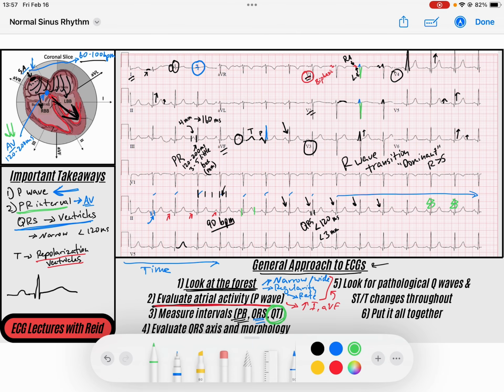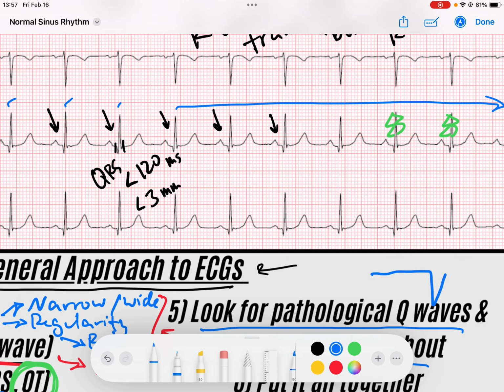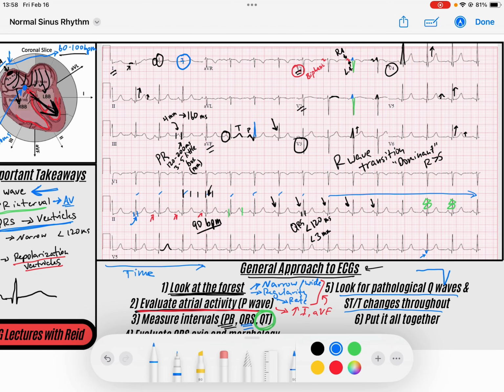And so the last thing I do when I look at a normal sinus rhythm is I look for pathological Q waves and ST and T wave changes. Pathological Q waves are when the first part of the QRS is a deep Q wave. Remember, the Q waves are the first negative deflection. This is not a good example of a pathological Q wave. That's a normal Q wave, right? A pathological Q wave tells us that we are not able to conduct tissue in that direction because of a prior myocardial infarction. And so in a normal sinus rhythm, we shouldn't have any pathological Q waves.